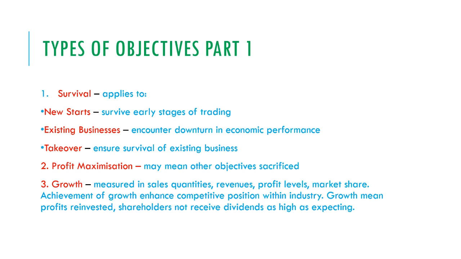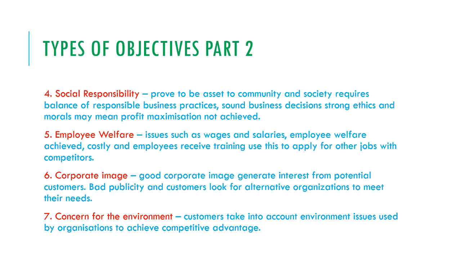Then you have profit maximization, which may mean all other objectives are sacrificed. And then thirdly, growth, which is measured in sales quantities, revenues, profit levels, and market share. The achievement of growth can enhance the competitive position within an industry, and growth means that profits will be reinvested and shareholders will not receive dividends as high as expected. The fourth type of objective is social responsibility, which can prove to be an asset to the community, and society will require a balance of responsible business practices and sound business decisions with strong ethics and morals, meaning profit maximization will not be achieved.